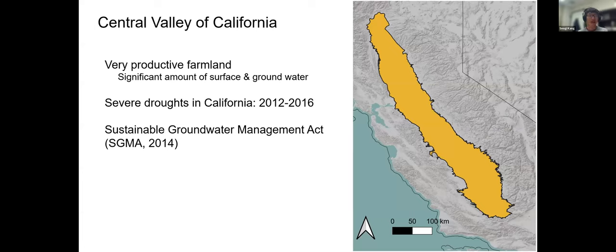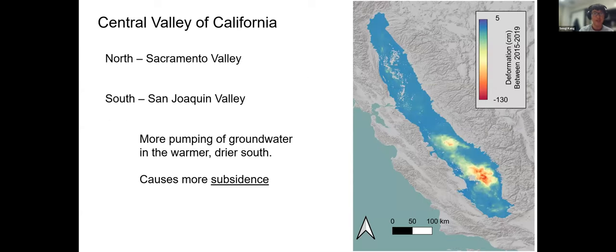And with that act, each water community needs to come up with their own groundwater sustainability plan. And that shows the amount of water stress in the region and the importance of understanding the groundwater system in this location. The Central Valley of California can be divided into the Northern Sacramento Valley here, and the Southern San Joaquin Valley.